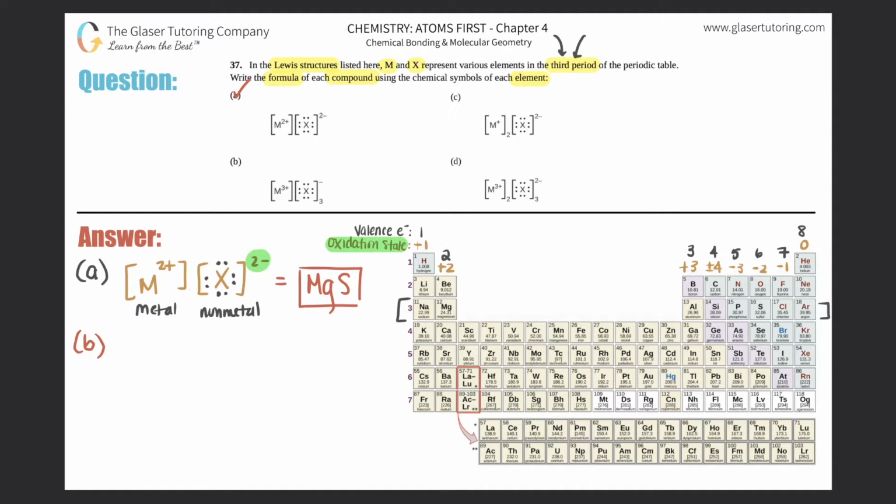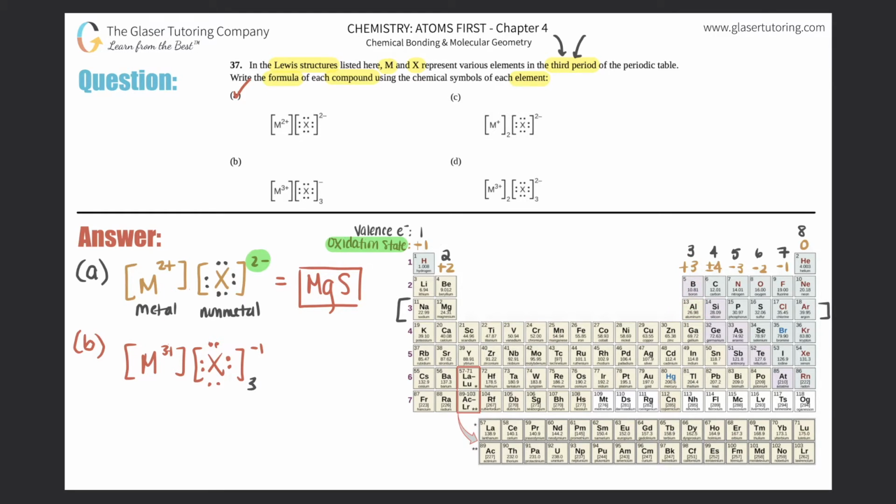B. For B, they tell me I have an M, which is a 3+, and I'll put the 3+ inside. It's a plus, so that means that it's a metal. And then the other one has all the electrons, and that one was a -1 charge. However, there's 3 of them. But the charges are more important. The +3 signifies that I'm over here, and I have to be in period 3, so that's aluminum.